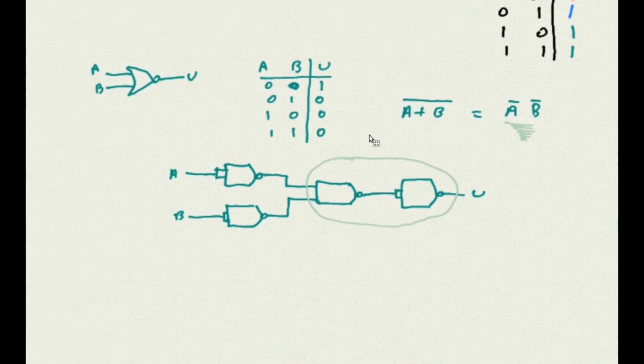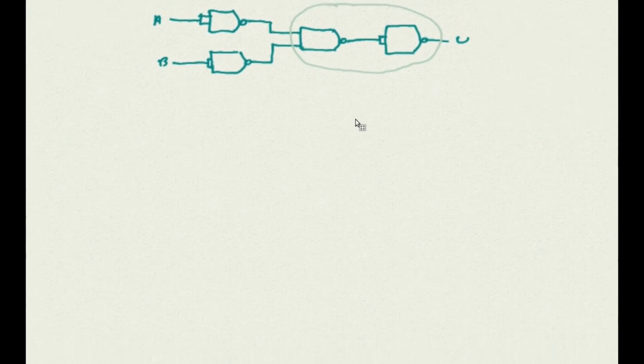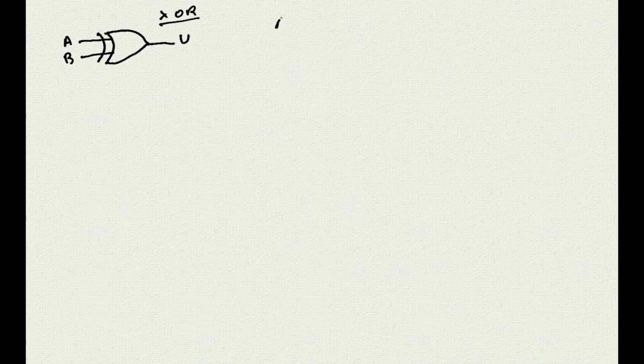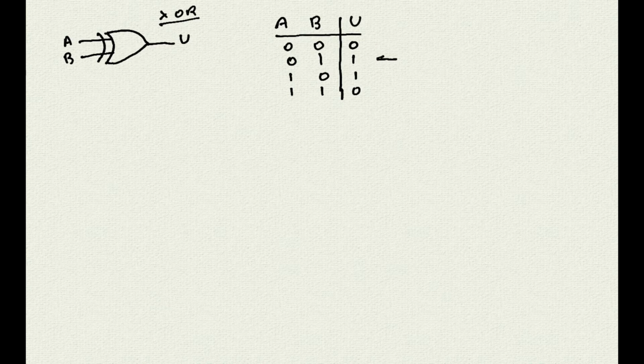Let's now work on the XOR gate to see how to render it with NAND gates. This is the symbol of the XOR gate, and this is the truth table where we can see that the output is a 1 only if one input or the other is at 1, but not both at the same time. To see how to build this gate with NANDs, we start one more time with the truth table.